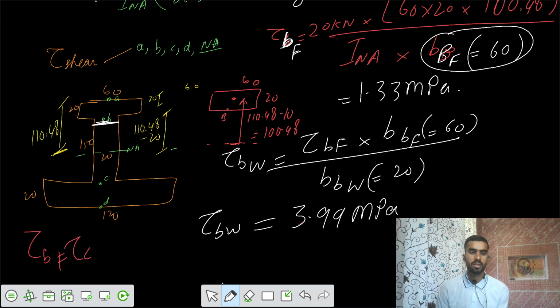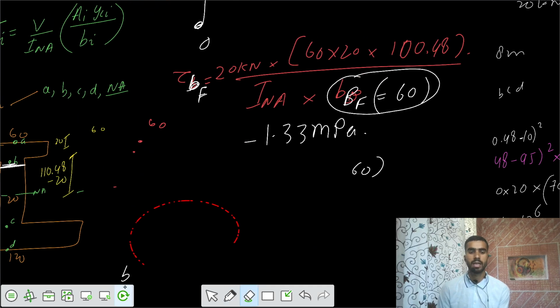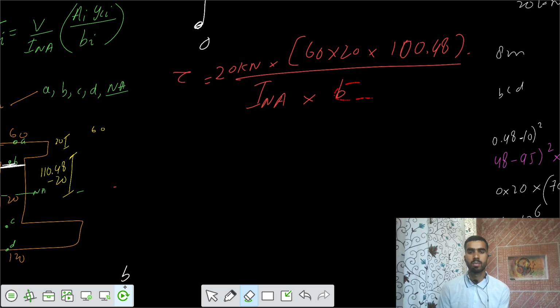Now from the other side, because the beam is not symmetric, the stresses at B are not equal to the stresses at C. I can't directly say that the stresses are the same because your section is not symmetric, so I had to solve for the stresses at C.